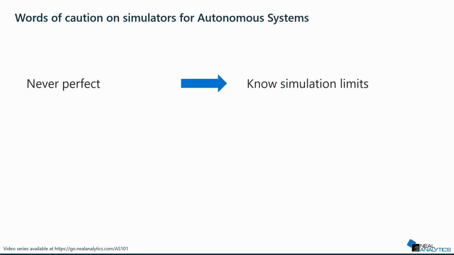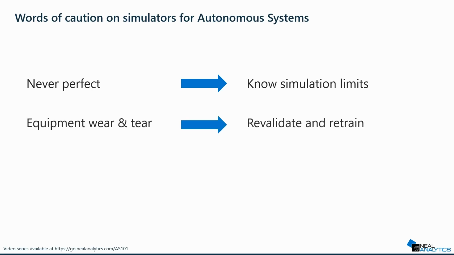You should carefully look at three key aspects of autonomous systems simulators. First, always remember a simulator is never perfect. It is critical to know beforehand the simulation's limits in terms of precision or any other aspect. Second, as the equipment evolves and, for instance, faces regular wear and tear, it might be very important to revalidate or even fully retrain your simulator. This potential drift will be less of an issue if you use a digital twin because the digital twin synchronizes with its real-life counterpart.